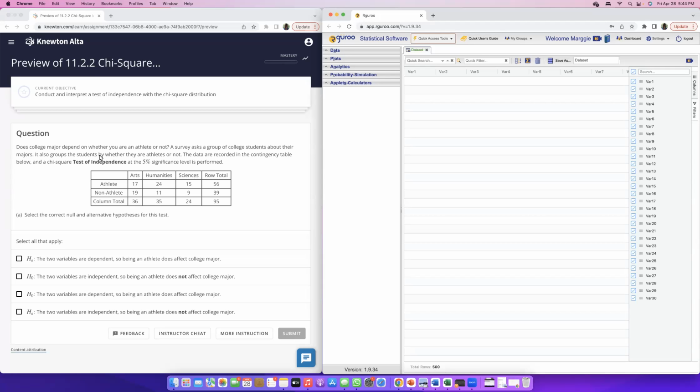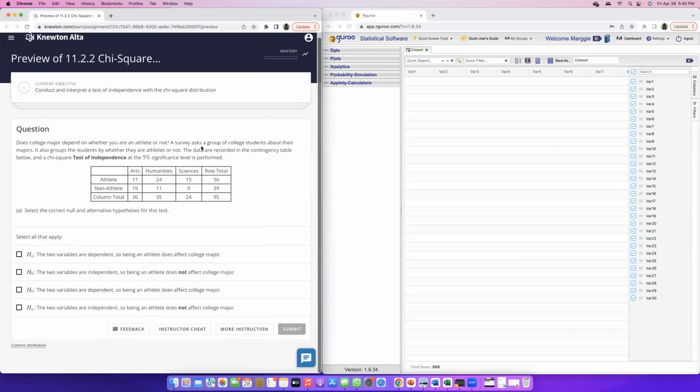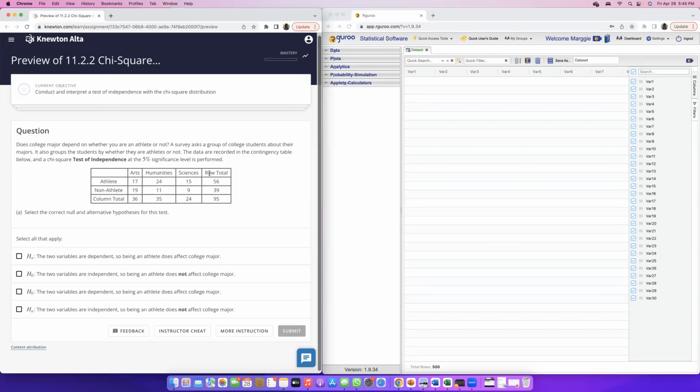So what we want to determine here is if the college major depends on whether the student is an athlete or not, if there is some relationship between those two types of variables. A survey asked a group of college students about their majors. They had arts, humanities, and sciences as majors. And then they also asked the students whether they were athletes or not. So you have the athletes and the non-athletes.